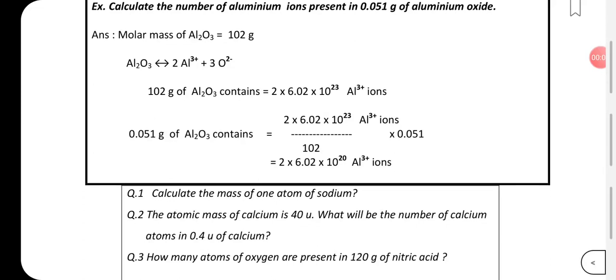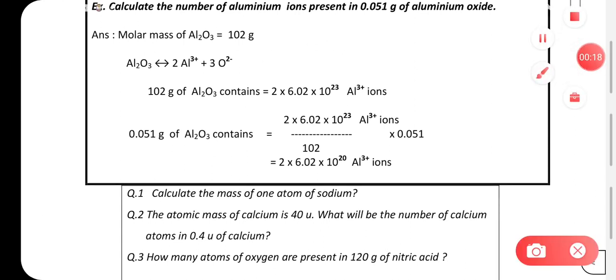Yes, children, before we proceed further, I want to explain these questions once again. First question: calculate the mass of one atom of sodium. The mass is the same as the atomic mass, which you have to write, that is 23.